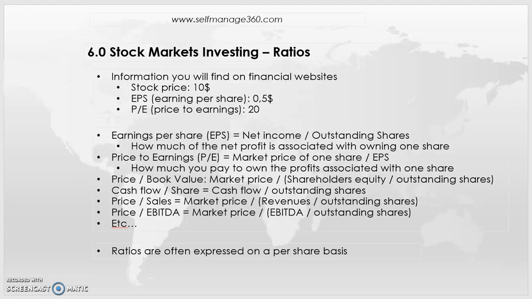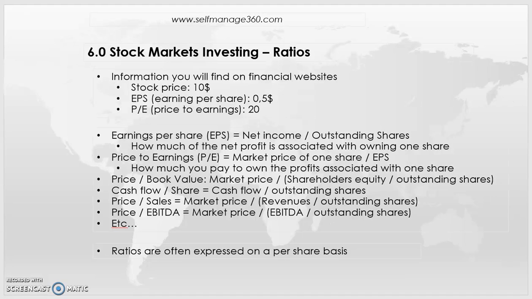One of the ratios you will see is the EPS, earnings per share. In that case, let's say we have $0.5 per share. We'll see how that is calculated shortly. And you will also hear and read about the price to earnings, or PE. In our case, I put 20 just to explain how it can be shown on financial websites. So let's discuss first the EPS, earnings per share.